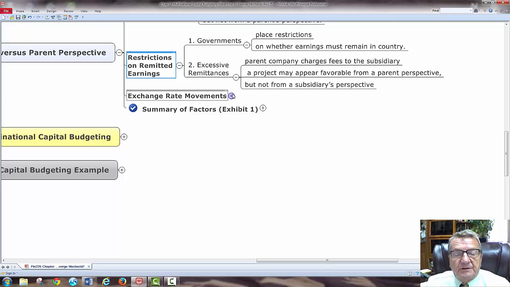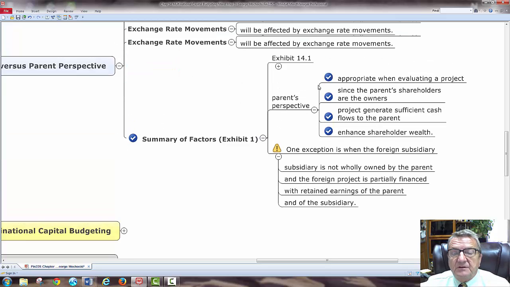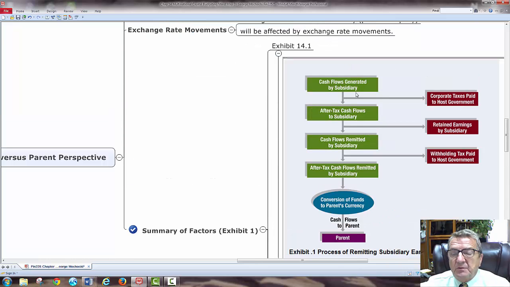Okay, exchange rate movement. Now look at exchange rate movements. Earnings converted to the parent company's currency when I'm bringing it back. After I've paid everything else off, when I decide to bring the money back to show my stockholders that I'm making a profit, it will be affected by exchange rate movements. Now, summary of exchange rate movements, and I have this one here.